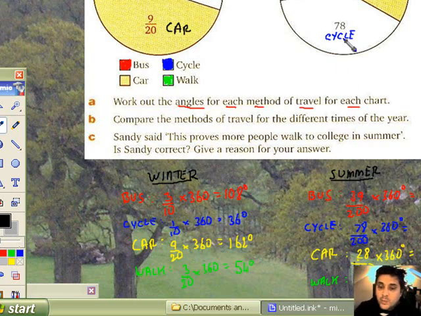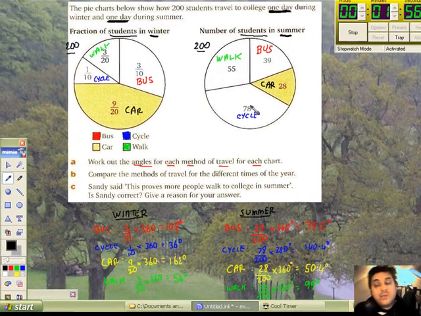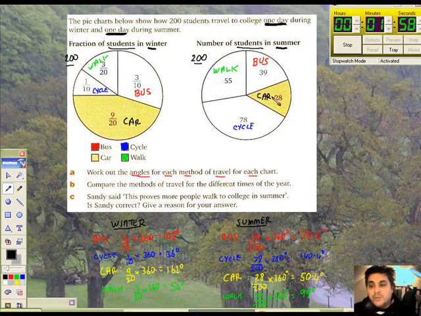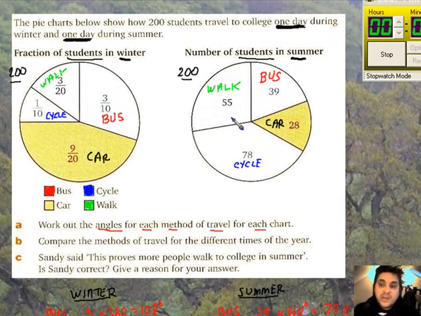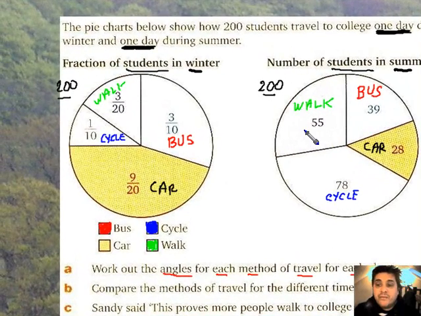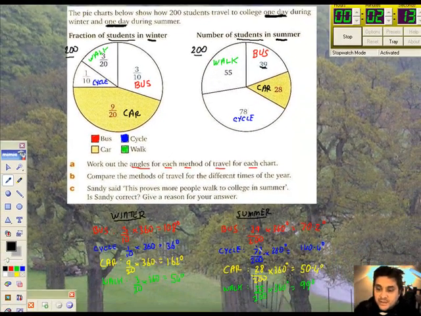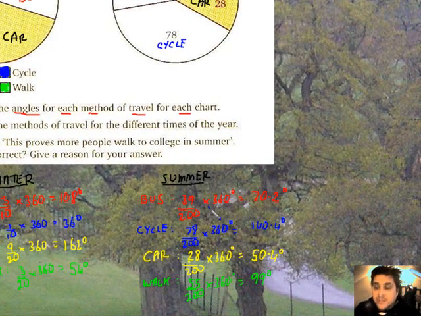Now, on this side, we're not given fractions, we're given the actual number of students who walk, who bus it, who take the car, who cycle. These add up to 200, and therefore, instead of having a fraction given to us, we need to work out our own fraction first. So look at those who bus it. We've got 39 out of the 200, so it's 39 out of 200 times the 360 gives us 70.2 degrees.